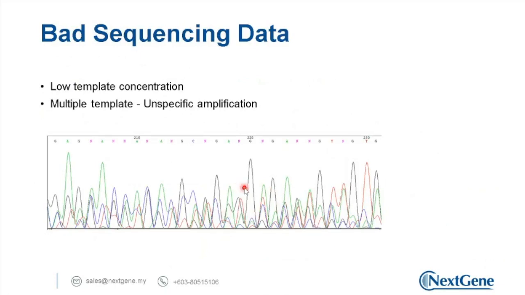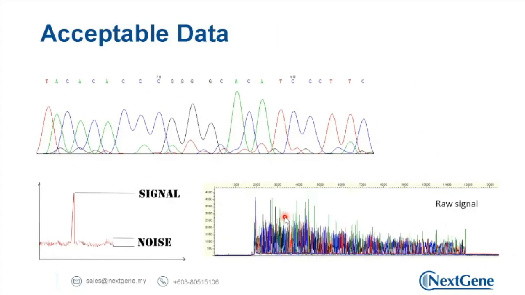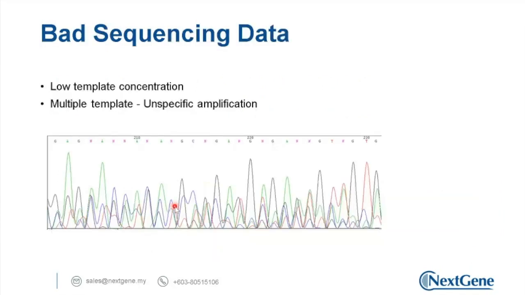Okay, so of course, in another case, if we found that the signal strength is normal, like 500 and above, nearly 1000, but we still see this kind of overlapping, then the possibility is that it might have multiple templates. It might be caused by some other reason, like a specific application, but not, let's say, low template concentration.